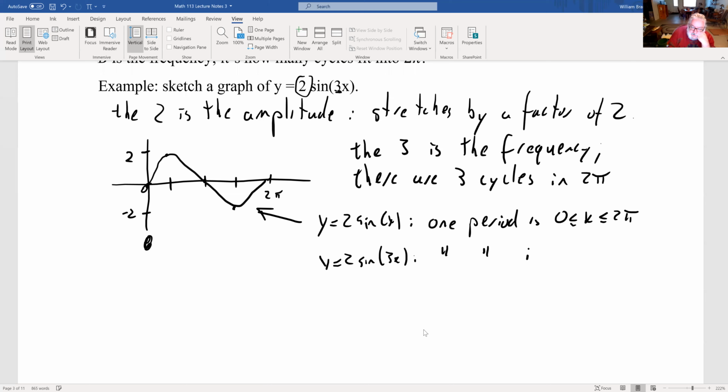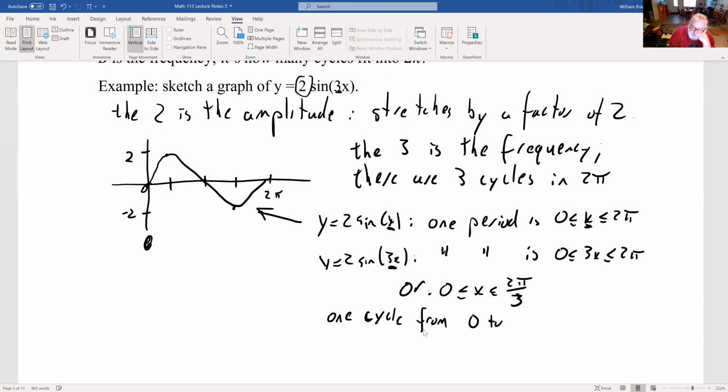But y equals 2 sine 3x, one period is, well, if I replace the x with the 3x here, I've got to replace this x also by a 3x. Or if you divide all 3 sides by 3, it's 0 to 2 pi over 3. So we have one cycle from 0 to 2 pi over 3.